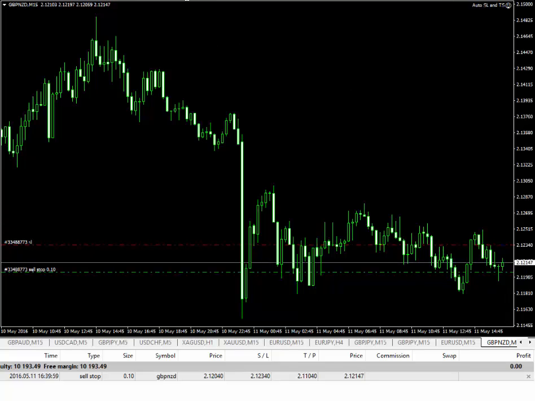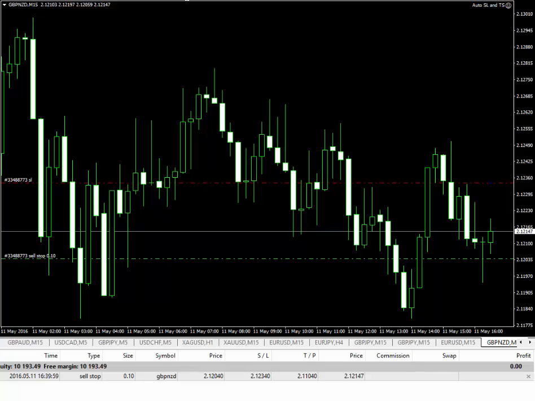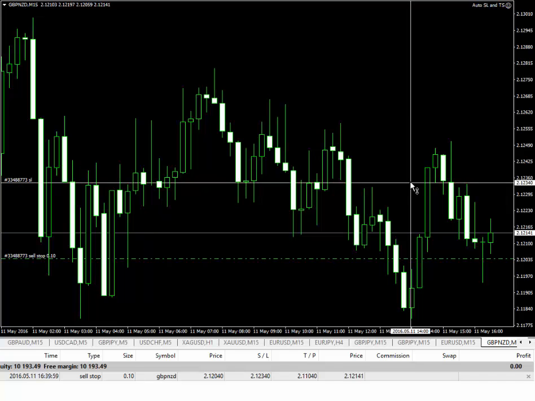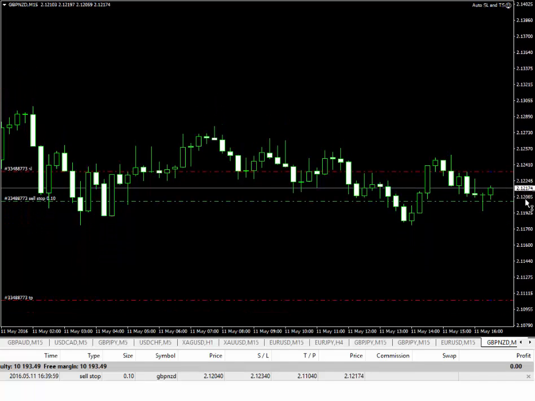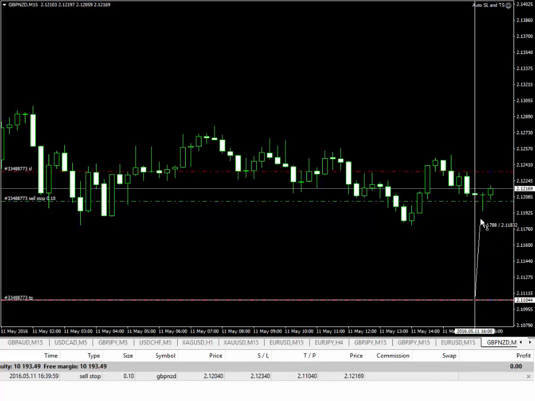Okay, let me make it bigger for you. This is zoomed in. So this green line is the entry, the pending order, and this red line is the stop loss. Okay, and let's just see where is the take profit. Now this is the take profit at 100 pips.